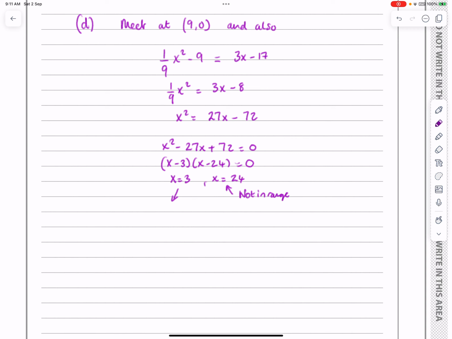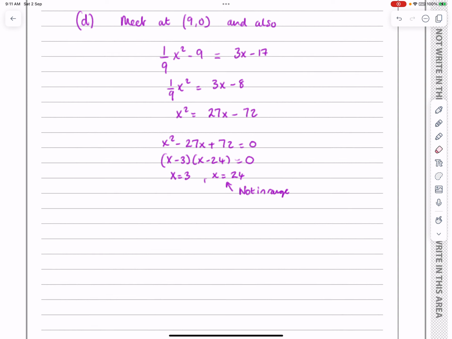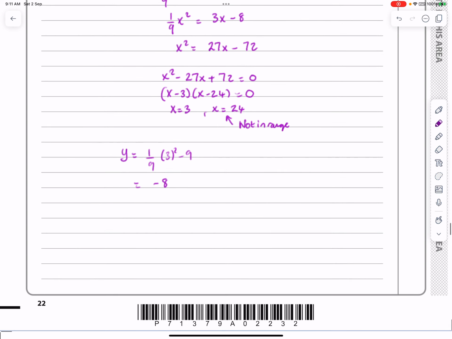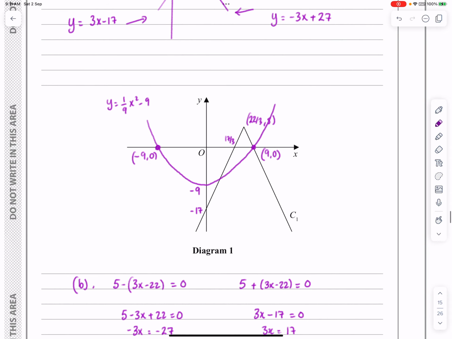For this one, let's just get rid of the arrow. If x is equal to 3, put that into either one of the functions. I'm going to do it as a ninth x squared minus 9. 3 squared is 9, a ninth of that is 1, 1 minus 9, which is minus 8. So the point of intersection is 3, minus 8. We'll just go back and check that on the graph. Yeah, that makes sense, doesn't it? That it would hit there at 3, minus 8. No problem with that at all. Not far away from the minus 9. Okay, hopefully that makes sense.